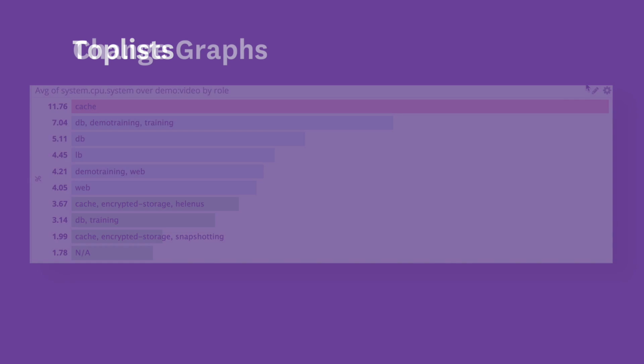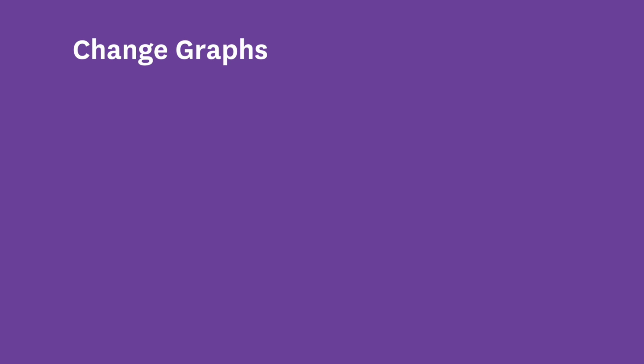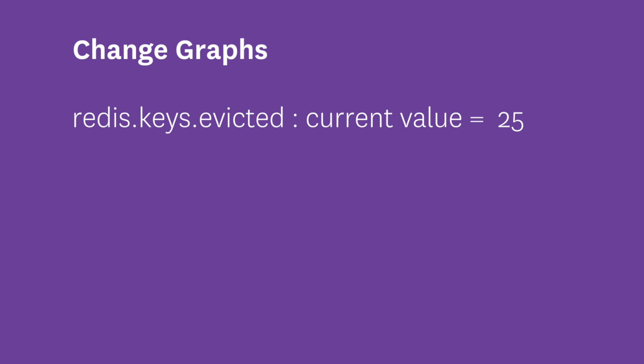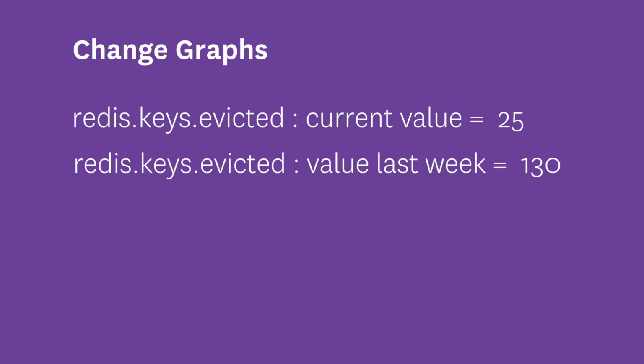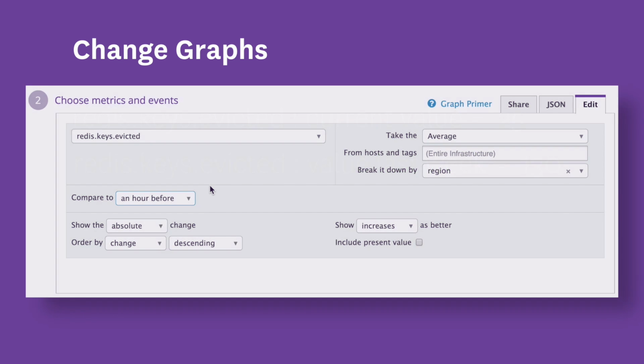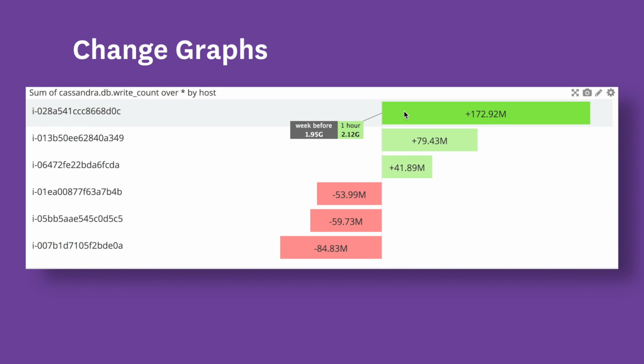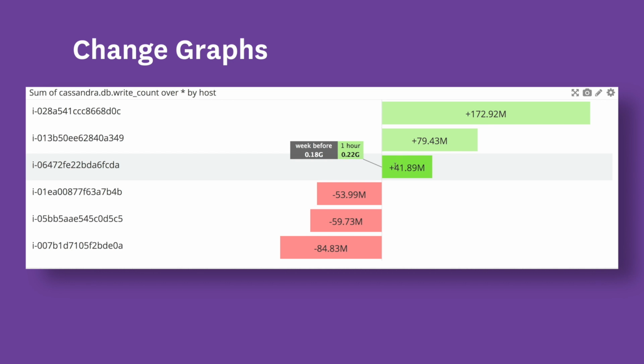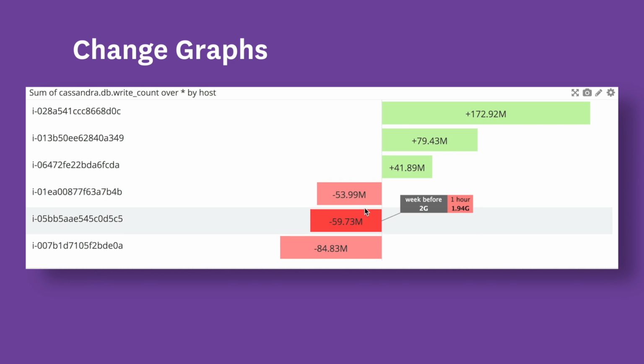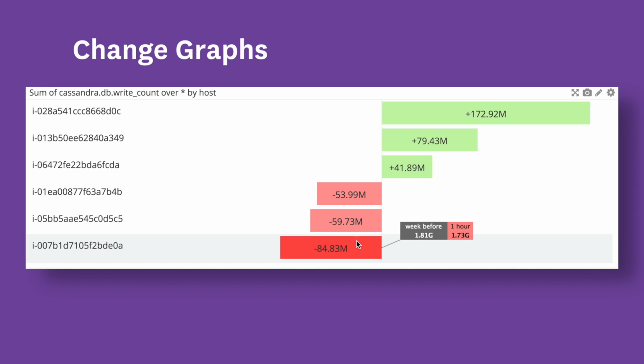Top lists are perfect when you want to spot outliers, underperformers, or resource hogs, or to convey KPIs in an easy-to-read format. Change graphs compare a metric's current value against its value at a point in the past. The key difference between change graphs and the other visualizations is that change graphs take two different timeframes as parameters, one for the size of the evaluation window and one to set the look-back window.